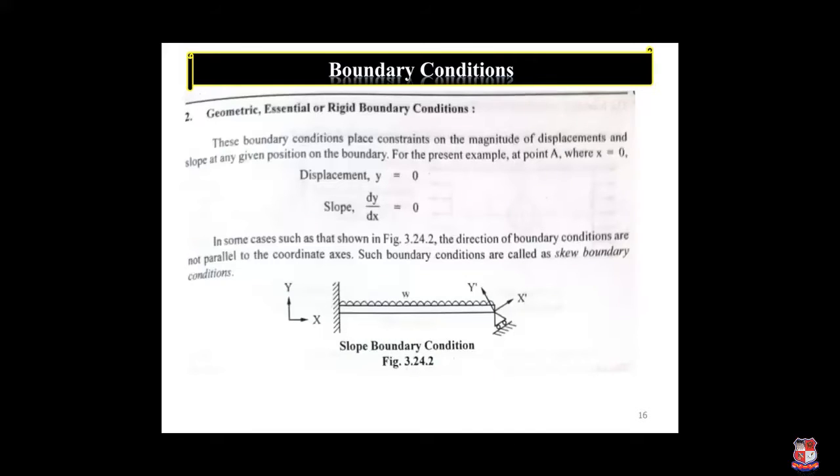Now the second one is the geometric, essential and rigid boundary condition. What do we mean by geometric, essential and rigid boundary conditions? Geometric is related to whatever design is there, for example if the cross-section areas are different. Essential or rigid boundary condition applies whenever solid materials are there, any component which can be prepared by the solid modeling concept. Here displacement y is 0 and dy/dx is 0.